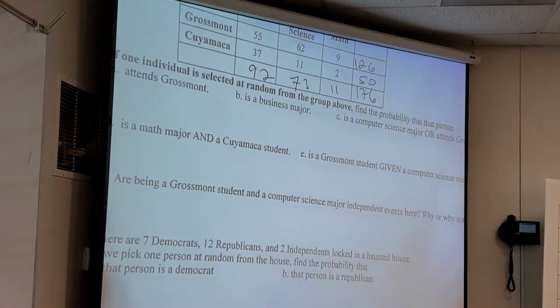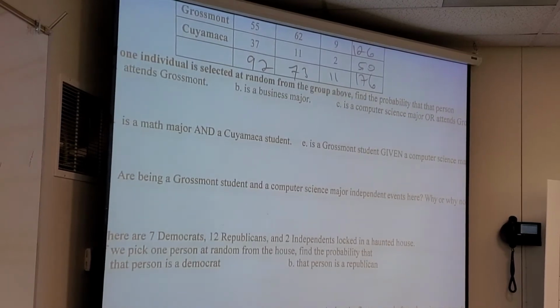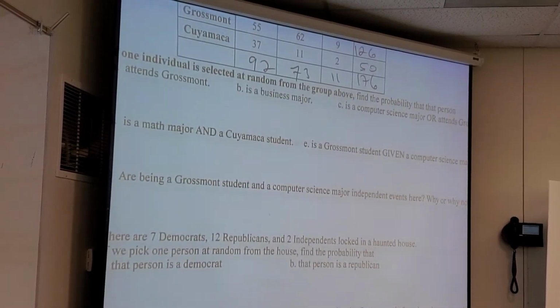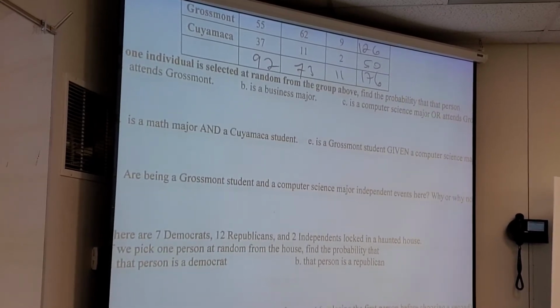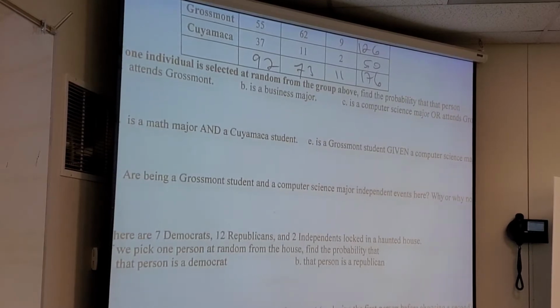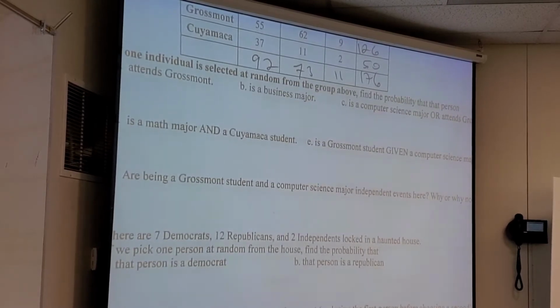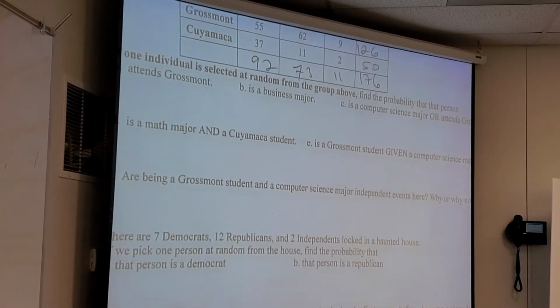What's the only problem where the bottom isn't going to be 176? Because E is the only one where I'm given information. Therefore, I know something, so the number of people it could be will decrease. Everybody else should be out of 176 to start with.